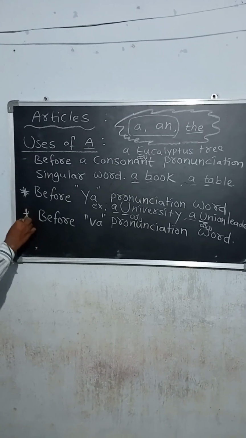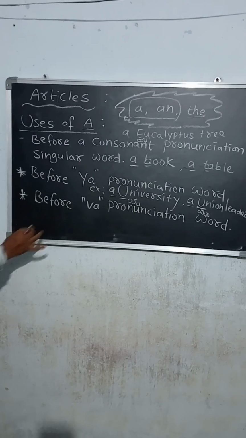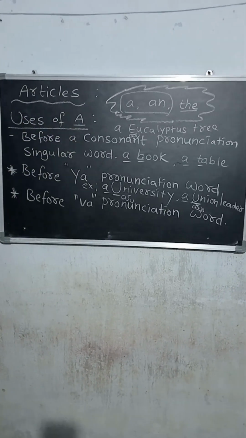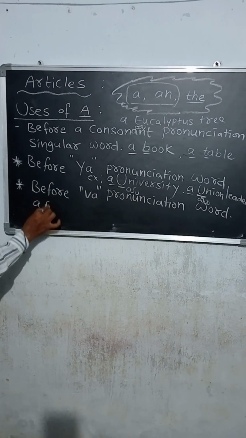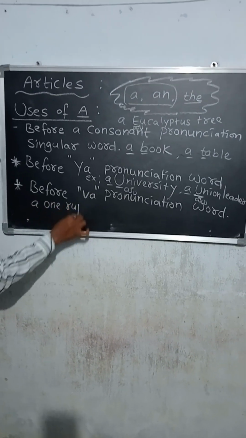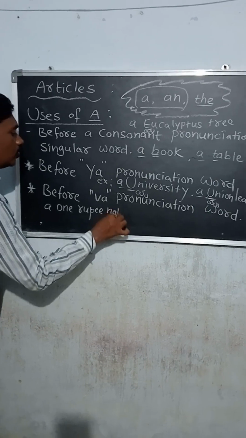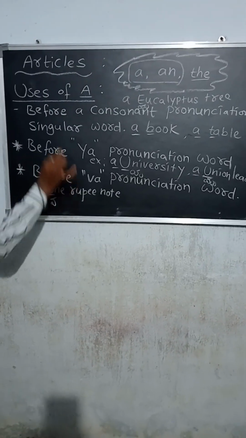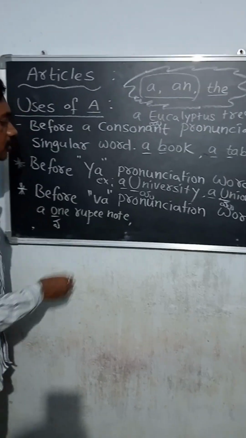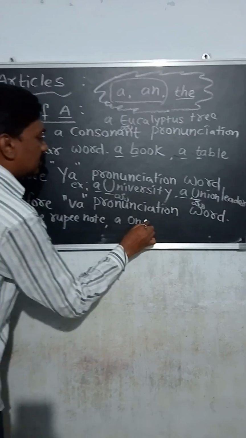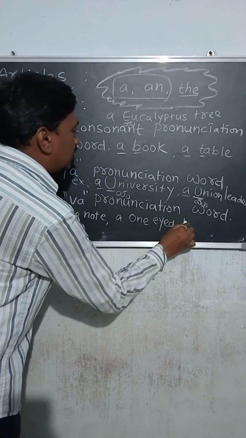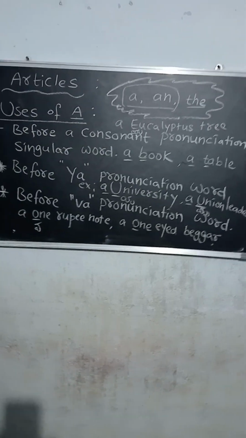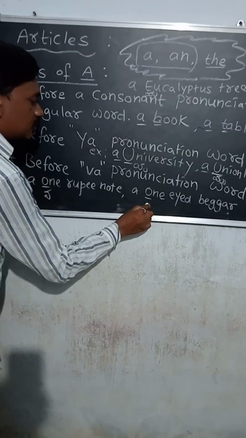Next, in the third case, the indefinite article a is used before va pronunciation words. For example, a 1 rupee note. Here the starting letter is O, a vowel letter, but it gives the pronunciation of va. A one-rupee note. A one-eyed beggar. Okay. So the letter is O, a vowel letter, but the pronunciation is va.